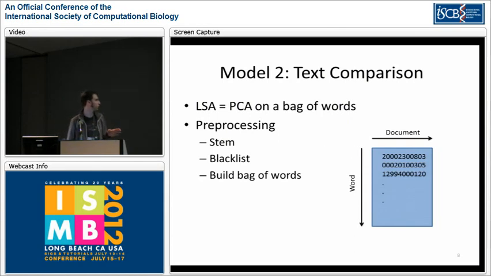Once we've removed a bunch of these words and stemmed them, we build the actual bag of words. A bag of words is essentially just an array again. It's an array of words by documents, so each entry in the array is the number of times word X occurs in document Y.